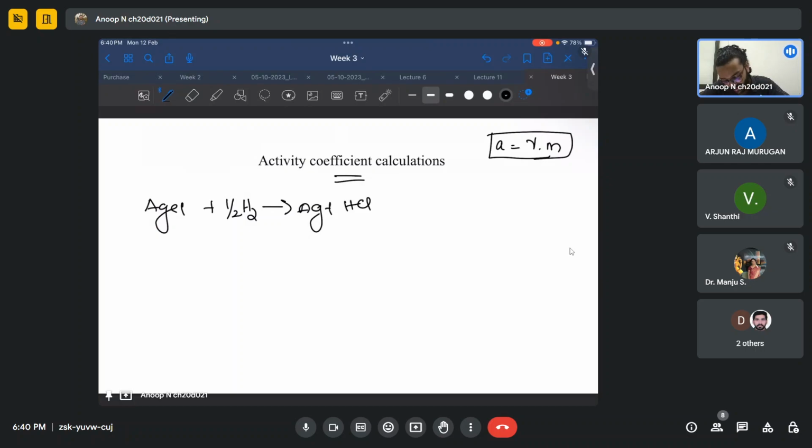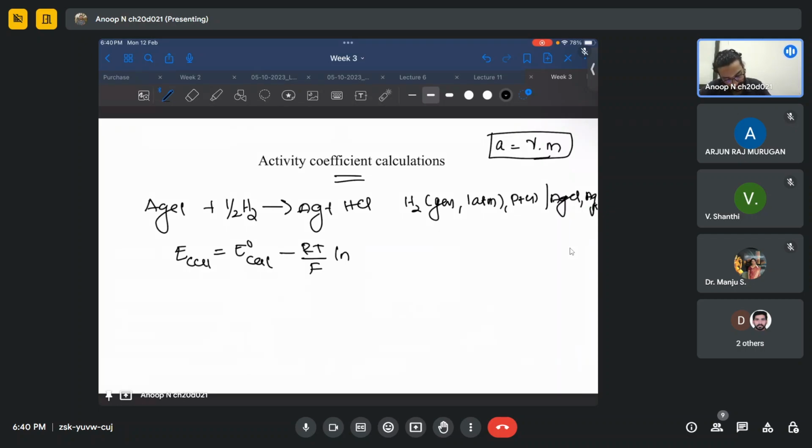How can I write the cell? H2 gas, 1 atm, Pt solid, bar AgCl, Ag solid. So how can I write the cell reaction EMF? E cell is equal to E0 cell minus RT by F ln. I have written in this form the activity of H plus into activity of Cl minus.